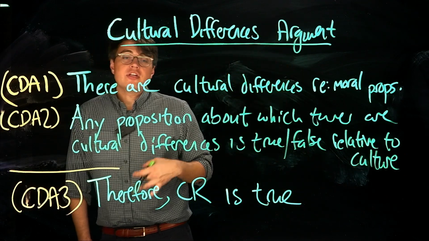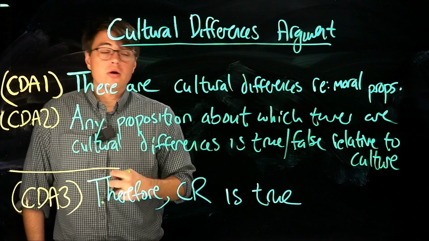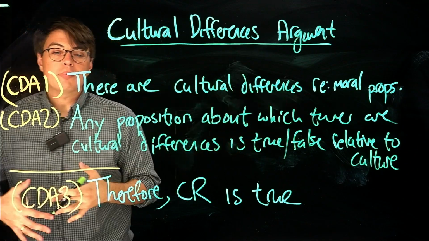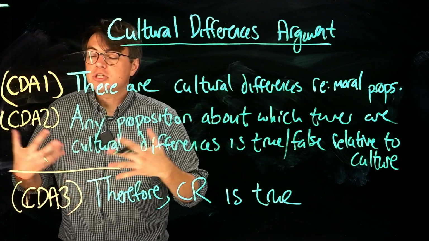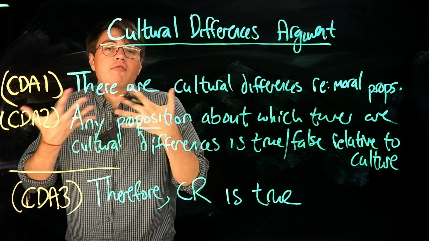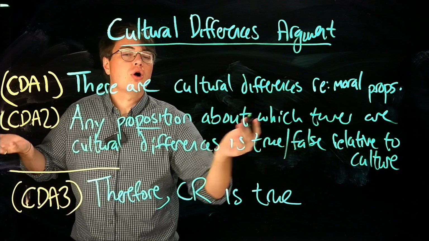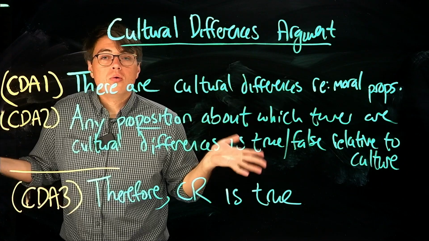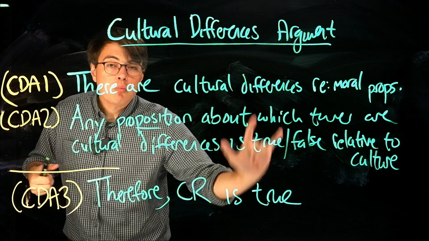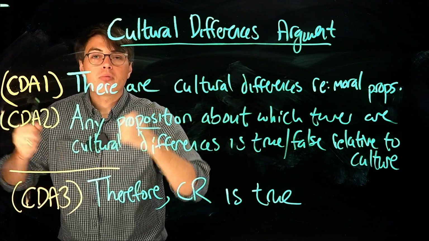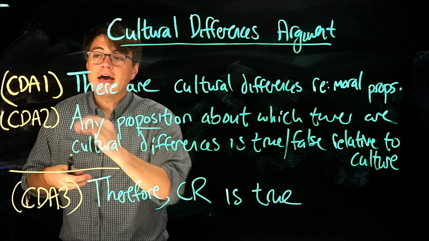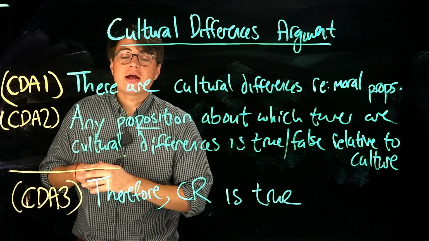If we supply this additional premise, now we have a valid argument, because now what we have is: there are cultural differences regarding moral propositions. A second claim, which is a general principle that says whenever you have a proposition about which there are two cultures that disagree, that proposition can have its truth value only relative to a culture, from which, yes, it does follow that moral propositions are true or false only relative to culture, or cultural relativism is true. That is, if these two premises are true, then that conclusion is true.